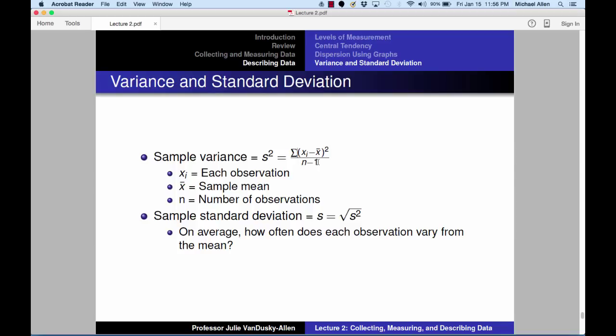A square deviation, however, is not useful information because when we square the deviations from the mean here, it made them larger, making it look like the observations deviated much more greatly from the mean than they actually did. To bring the variance back down to a more realistic value, we simply take the square root of the variance. This calculation is called the standard deviation. It approximately tells us, on average, how often does each observation deviate from the mean.